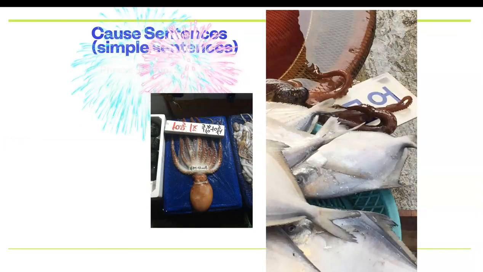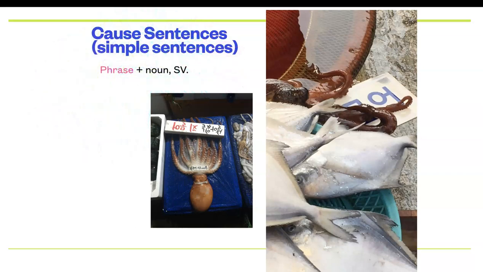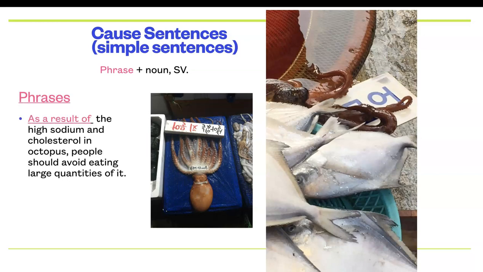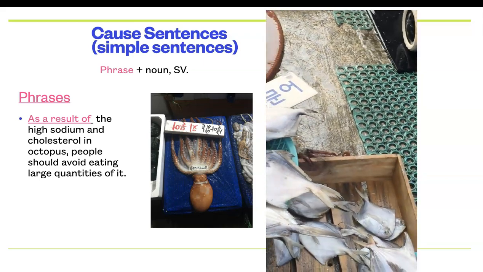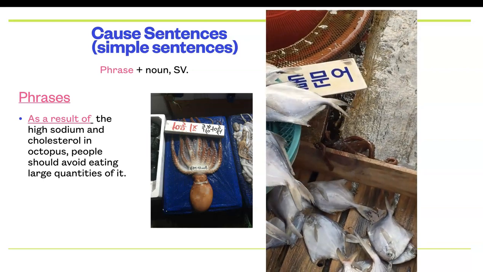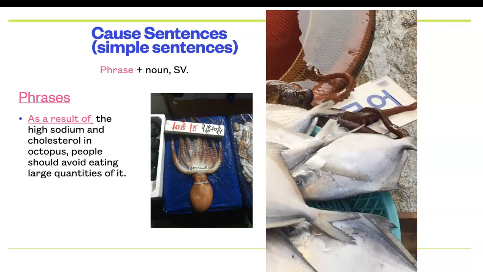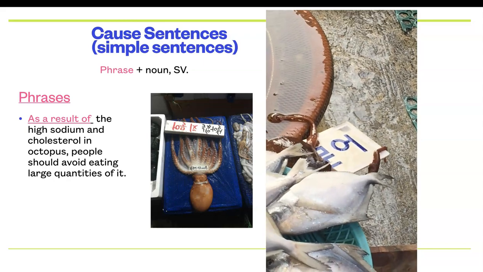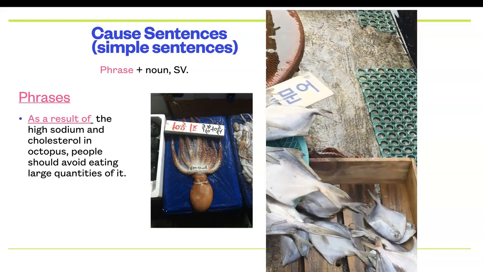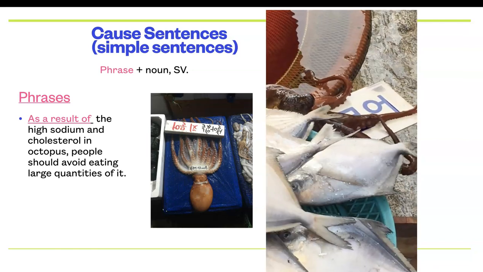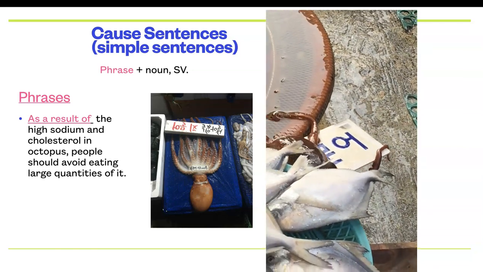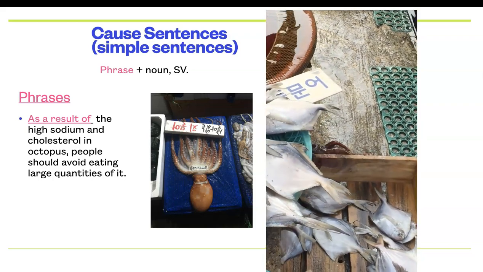Now, if you're interested in doing something a little bit different, you could start off the sentence with a phrase, then a noun, and then subject verb. So let's take a look at this. As a result of the high sodium and cholesterol in octopus, people should avoid eating large quantities of it. So we have as a result, which is the phrase. The noun we have is high sodium and cholesterol. And then the subject is people, and the verb is should avoid.